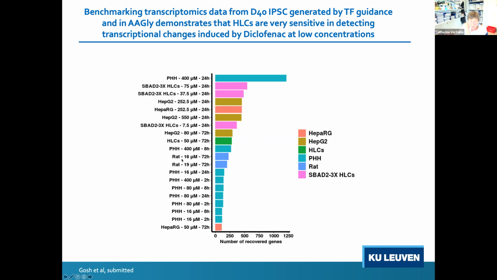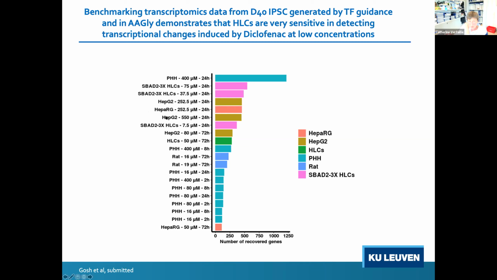and rat hepatocytes. And so SBAT2, 3X are actually the hepatocyte-like cells created by addition of the 3 transcription factors, but also amino acid glycines. And you have to pay attention to the concentration. So primary hepatocytes exposed to 400 micromolar actually induced about 1,200 genes that were differentially expressed. But the next ones at 75 micromolar, 37.5 micromolar, or 7.5 micromolar, 24-hour exposure of the HLCs actually give us the induction of about 600 genes that are aberrantly expressed.